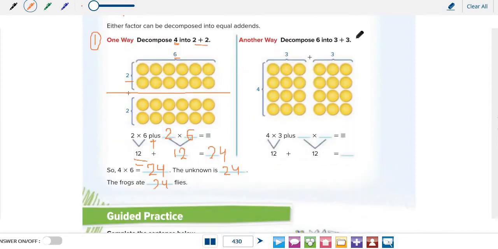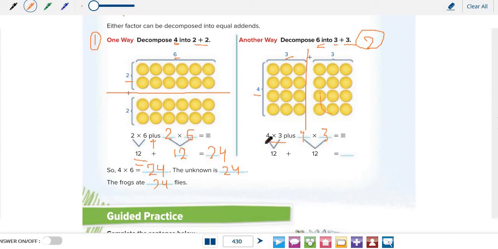And we can solve it using another way. Let's see if we decompose 6 into 3 and 3. Now, this is the whole array. If we decompose number 6 into 3 and 3, we will divide the array here. So now we have 2 smaller, equal arrays. The first array is 4 multiplied by 3. So 4 multiplied by 3, and again 4 multiplied by 3 for this array.